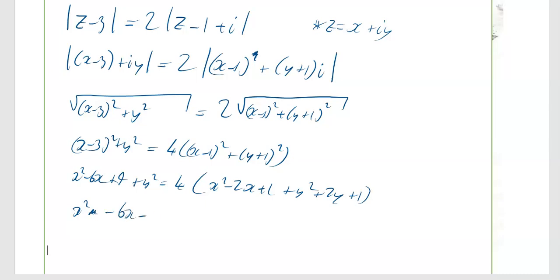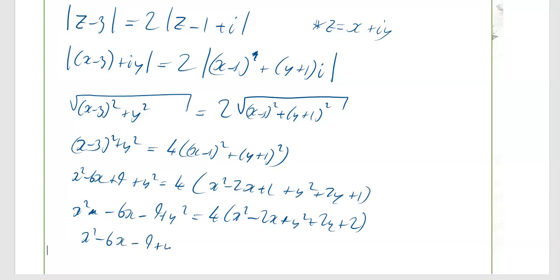So I haven't done anything with my left hand side. On the right hand side, we'll actually tidy up before we multiply the bracket. You'll have x² − 2x + y² + 2y + 2. And then x² − 6x + 9 + y² is equal to, that's going to be 4x² − 8x + 4y² + 8y + 8.